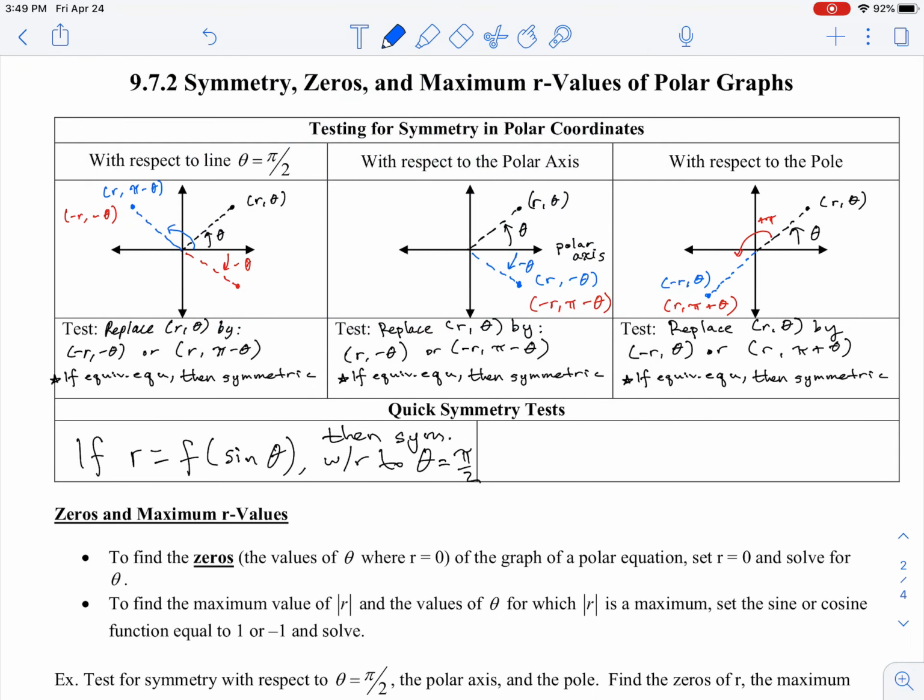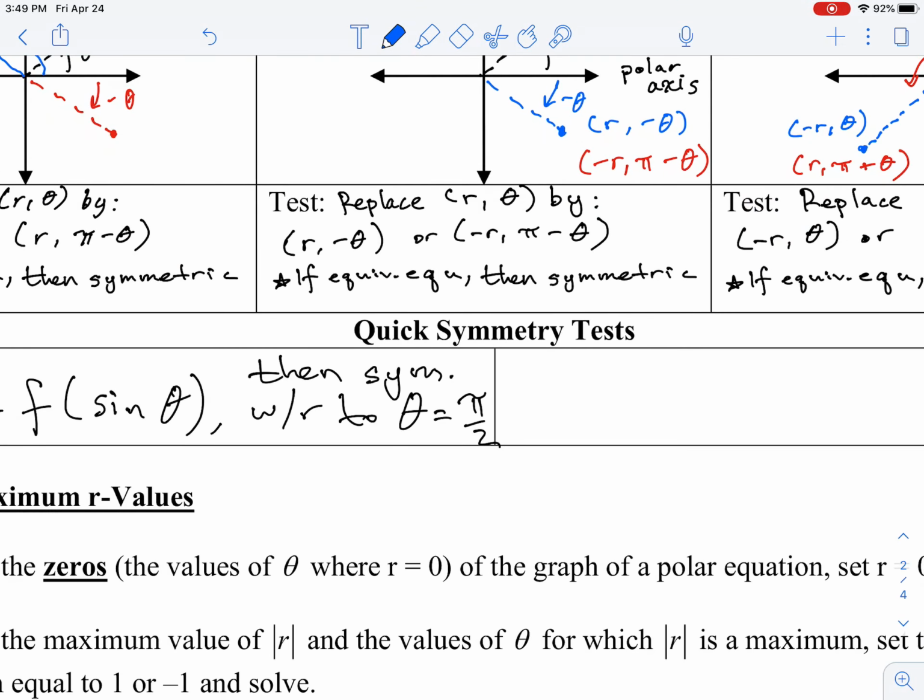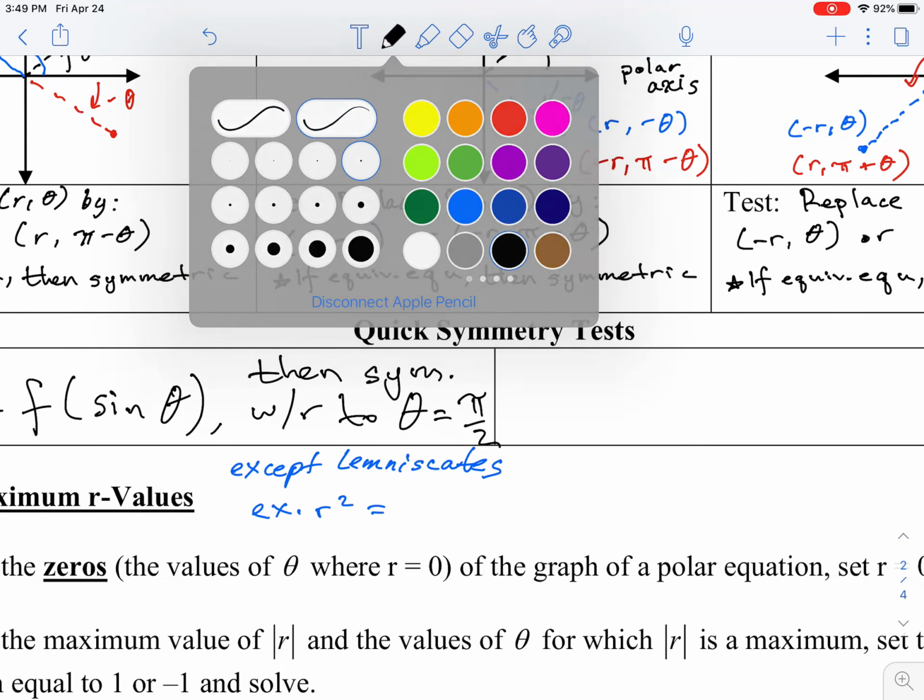There is one exception to that, and I should point this out so that I don't get questions about it later. The one exception is lemniscates, only because lemniscates deal with polar equations that have r being squared, and that gives you a couple of different options. So the simple quick symmetry test of saying that r being a function of sine theta gives us symmetry over pi over 2 doesn't necessarily apply with lemniscates.